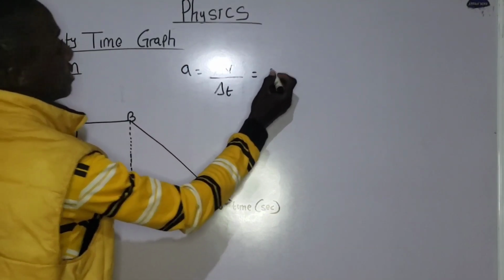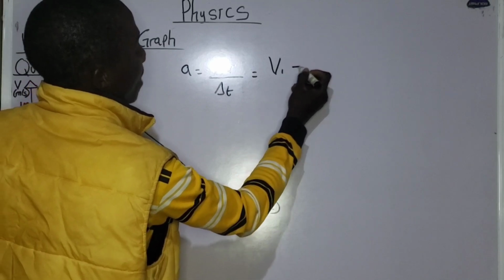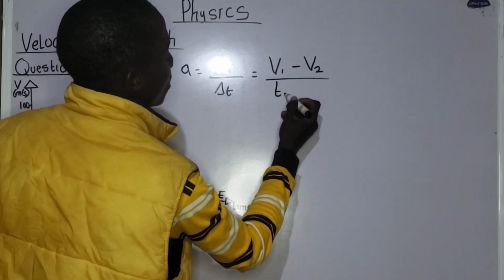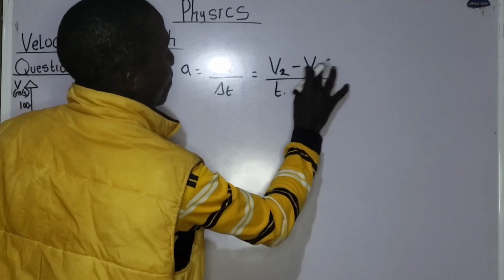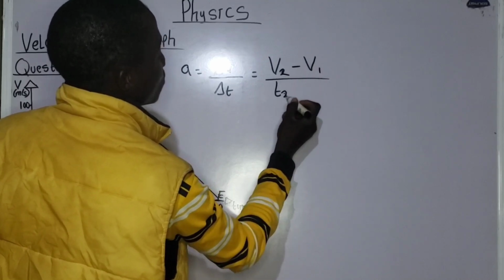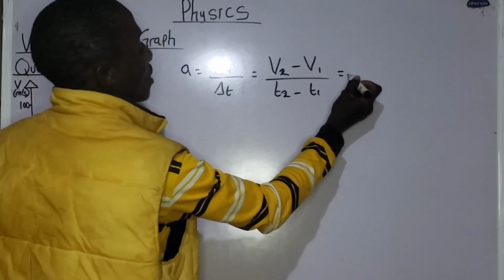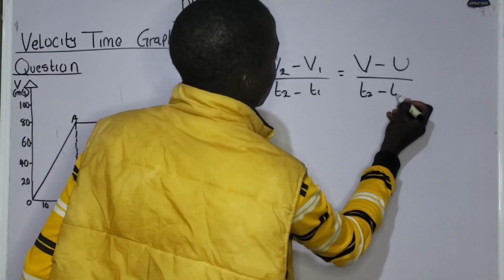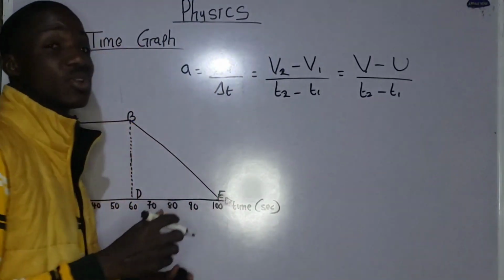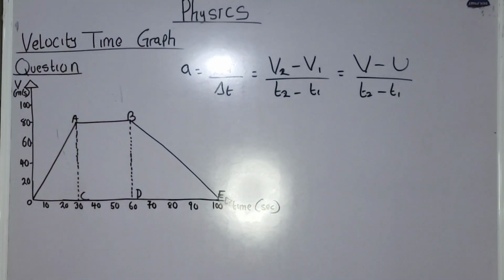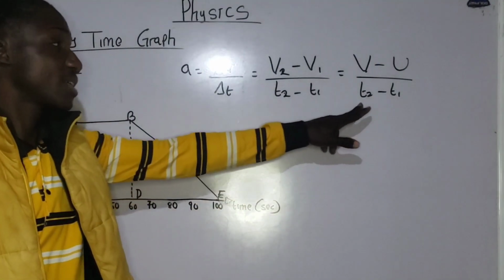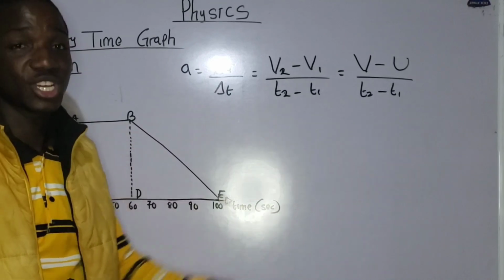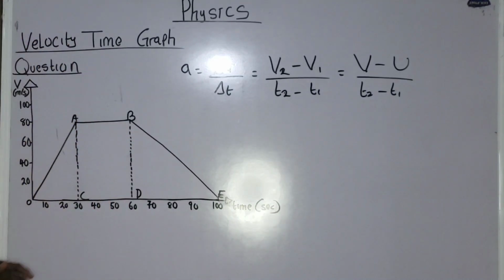It is v2 minus v1 all over t2 minus t1. Or you can also use v minus u all over t2 minus t1. That is the final velocity minus the initial velocity all over the difference in the time, the final time minus the initial time. Now let's go back to the question.